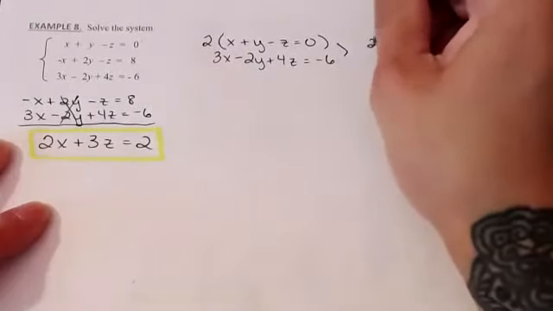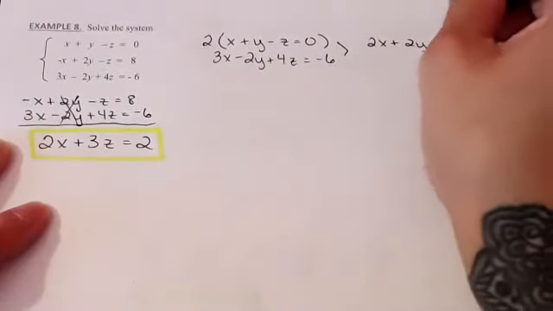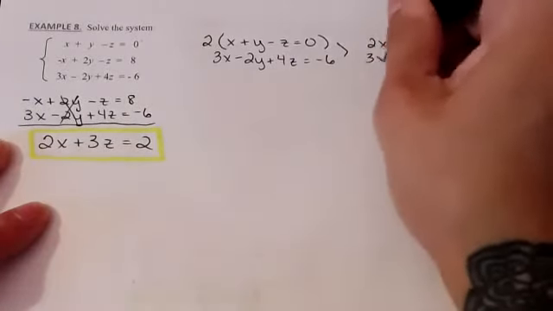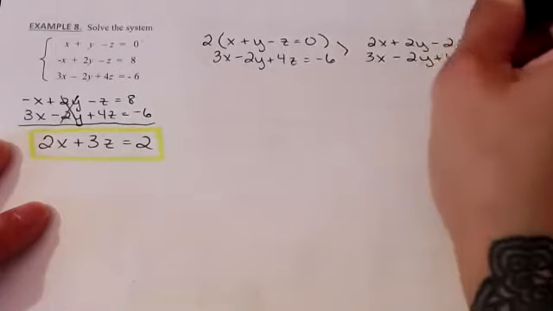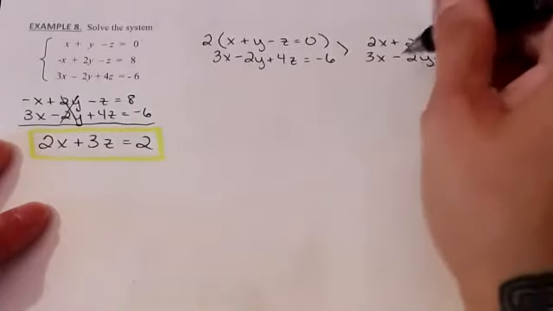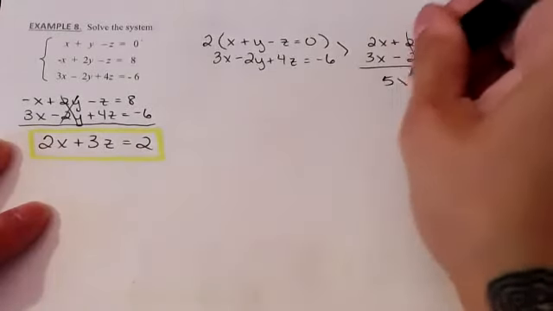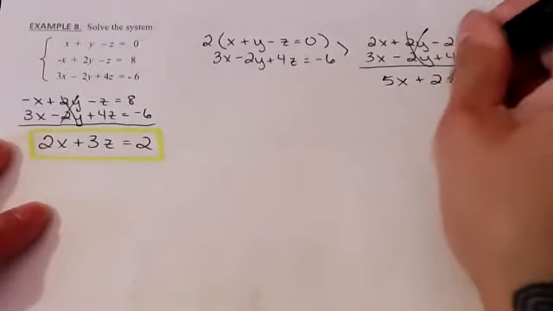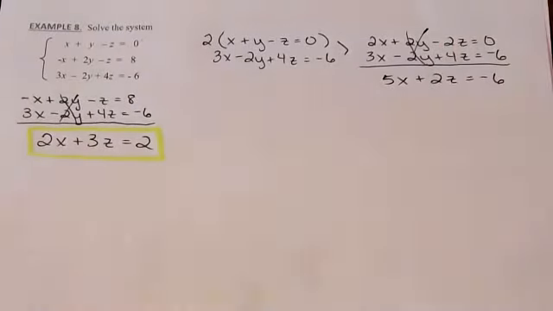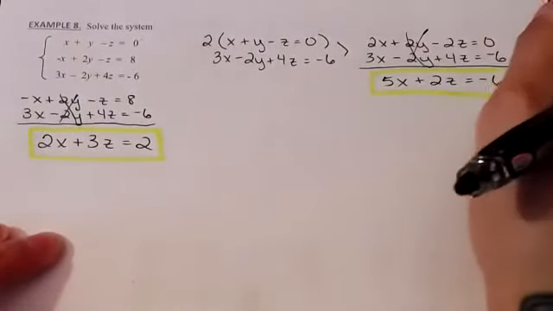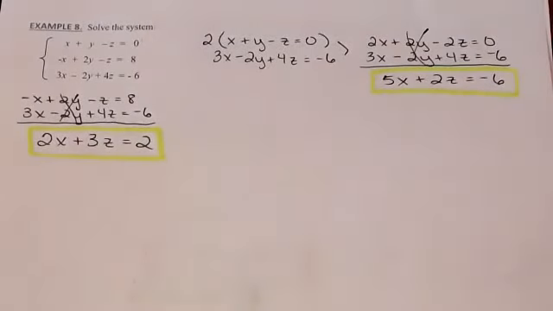So this leaves me with 2x plus 2y minus 2z is equal to 0, right? 2 times 0, 0. I'm going to bring the second equation directly underneath it. I don't need to multiply by anything. And then notice that my y's cancel again, which is great. That leaves me with 5x plus 2z is equal to negative 6. I now have two equations that both have the same set of variables. Let's go ahead and use elimination on that system.